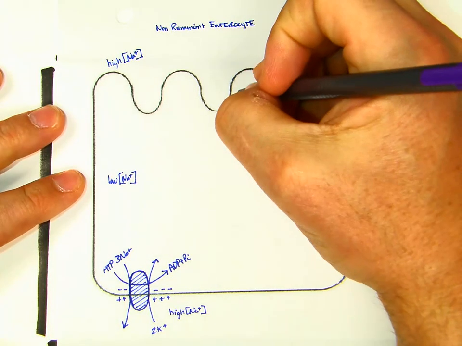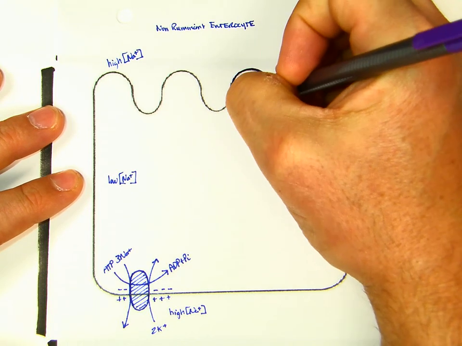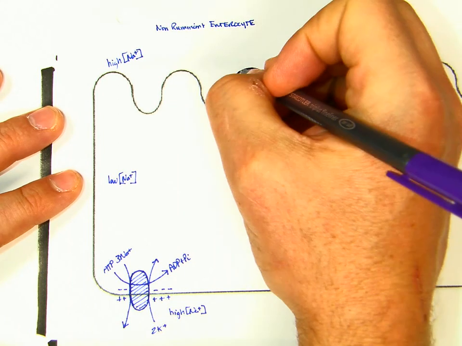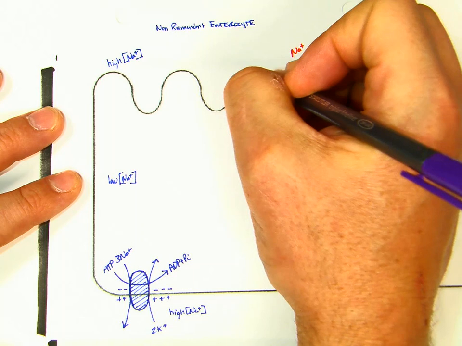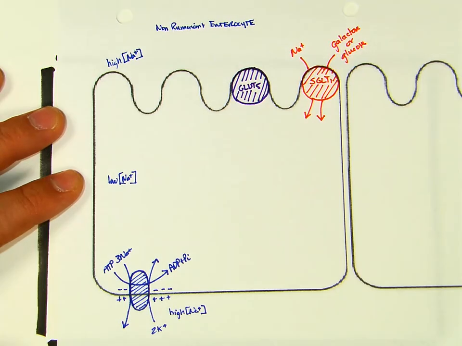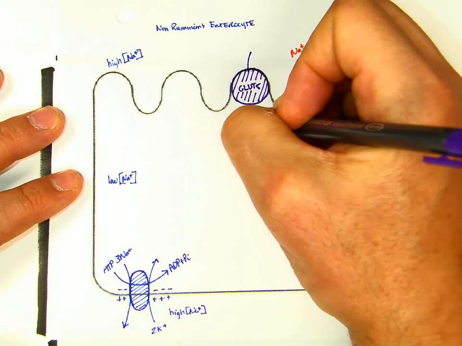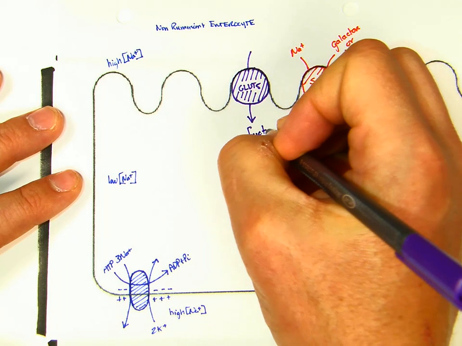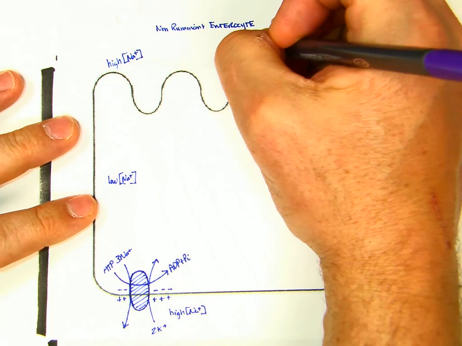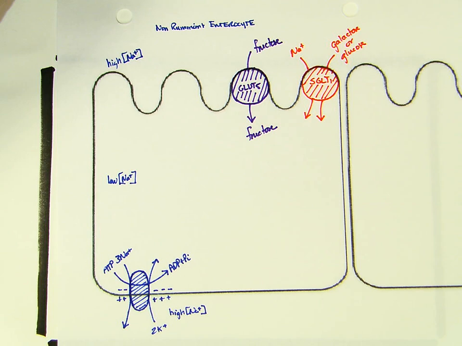Next, we'll put GLUT5. GLUT5 starts with F, and that helps us remember that it's going to transport fructose into the cell, and that has to go with the concentration gradient.